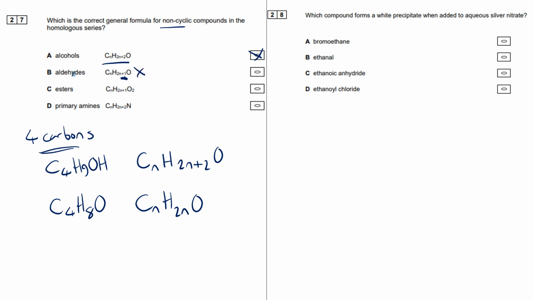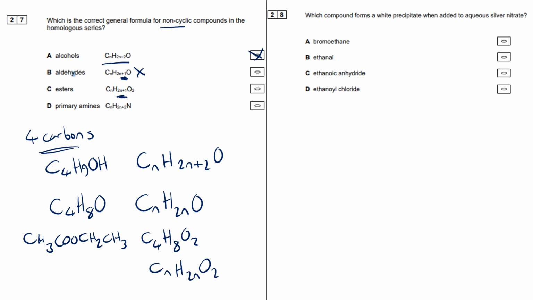Esters, let's choose ethyl ethanoate. Again, 4 carbons in it, which would have the overall, or the molecular formula, of C4H8O2. So therefore the number of carbons would be n, number of hydrogens is 2n, and we always have 2 oxygens in an ester. So it's not 2n+1, it's 2n.